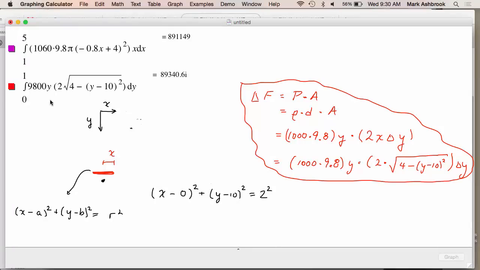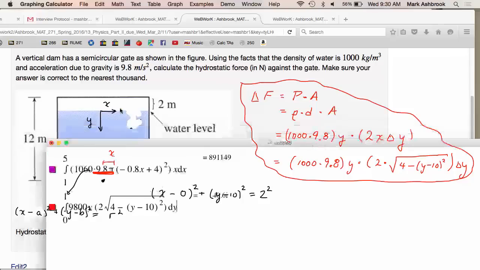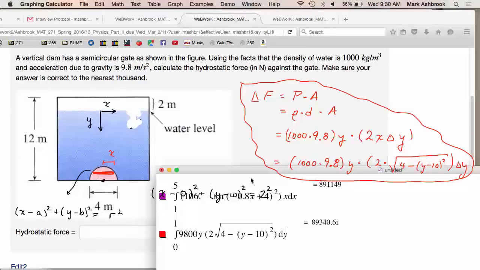Okay, something's not right here. So we need the limits of integration. What's up? Yeah. So what are my limits here? From y equals what to what? From 0 to 12? No, but it's the strips, right? What are the y values for the first strip that gives me a little force, and the last strip that gives me a little force?